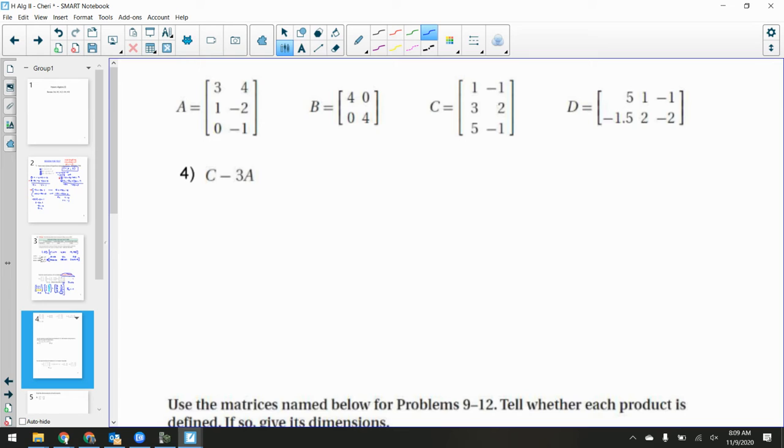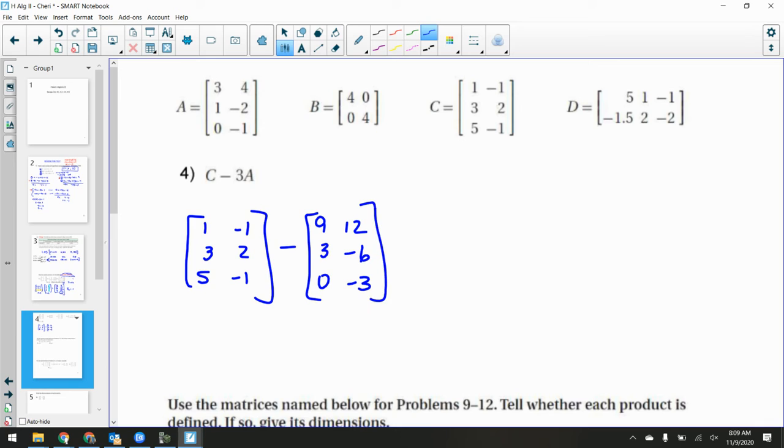C minus 3A. Okay, so this is a lot easier than matrix multiplication. This is subtraction with some scalar multiplication. So C is 1, negative 1, 3, 2, 5, negative 1, and then minus 3 times matrix A: 9, 12, 3, negative 6, 0, negative 3. Everybody follow what I did there? I just took 3 times matrix A. I went in and multiplied every entry times 3.